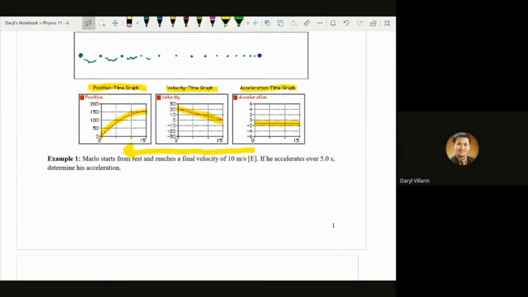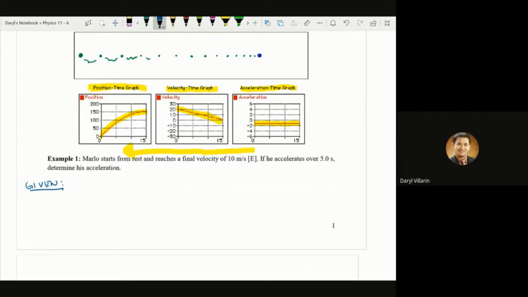So for any word problem, this is the particular format that I want you to use. You start with the givens. So identify the givens. What are the given quantities you have?